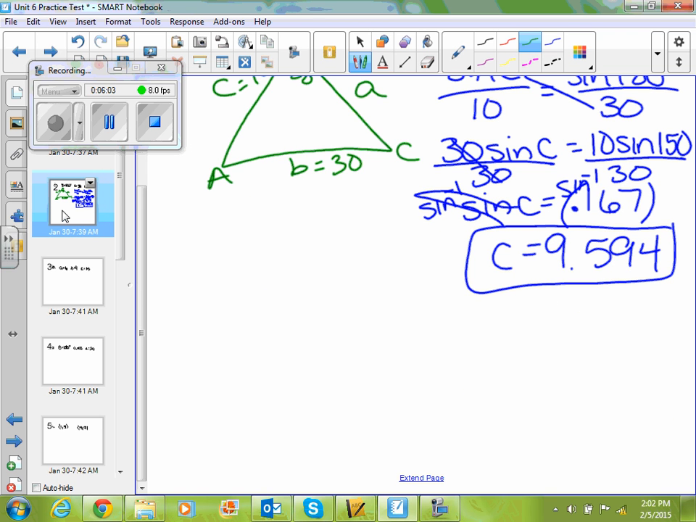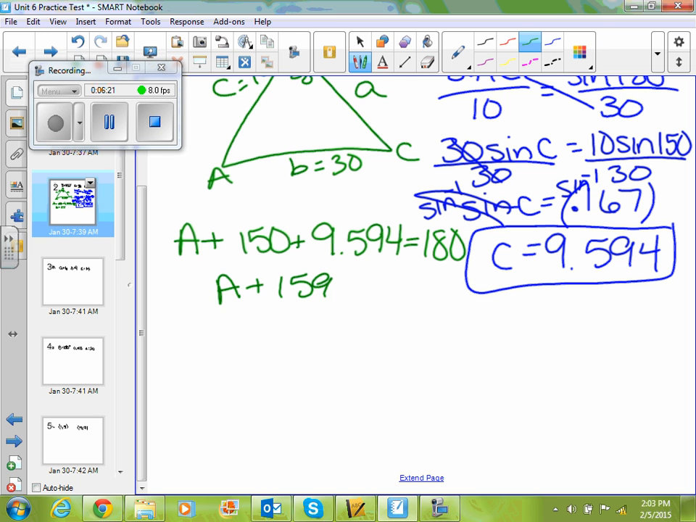Alright, so we know angle C and we know angle B. So we know that A plus my B, which was 150, plus my C, which is 9.594, has to equal 180. Your angles always have to add up to 180. So then A plus 159.594 equals 180. So then A equals 20.406 degrees.